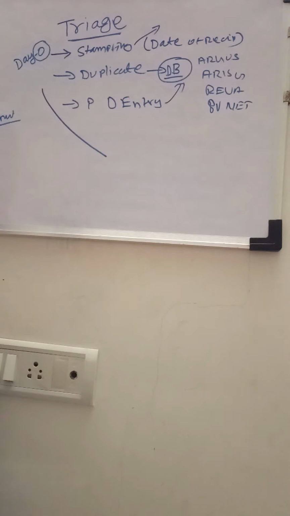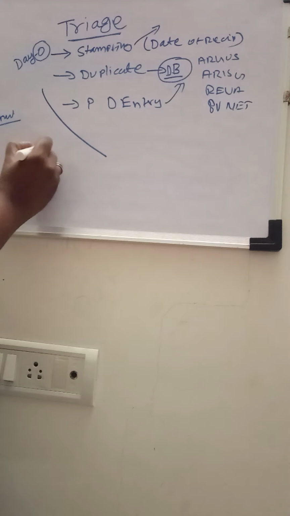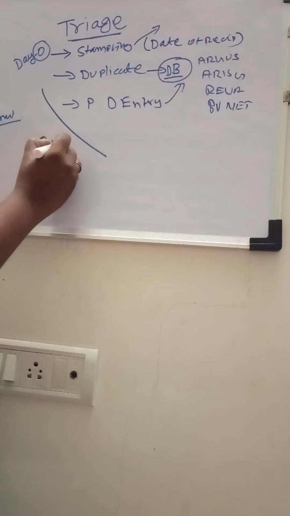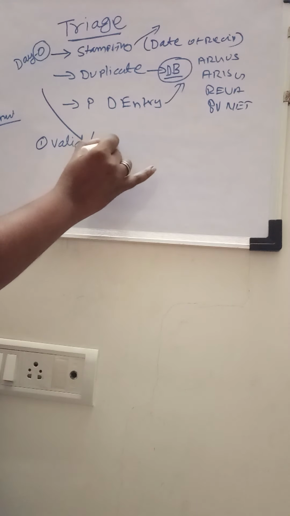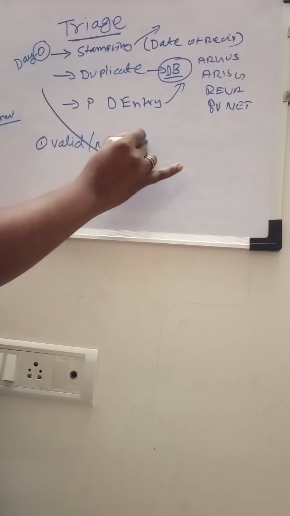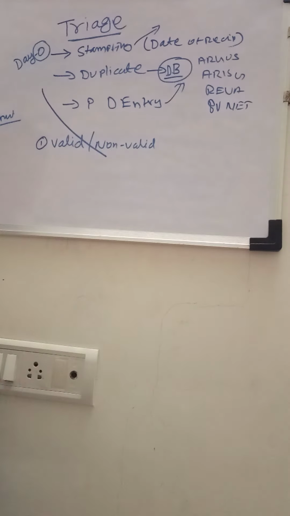So they have to prioritize this case to meet the regulatory timelines. How will they prioritize? First they will check whether this particular case is a valid case or a non-valid case. Any case has to be reported to the health authority.